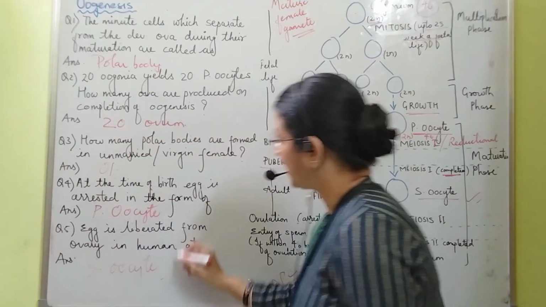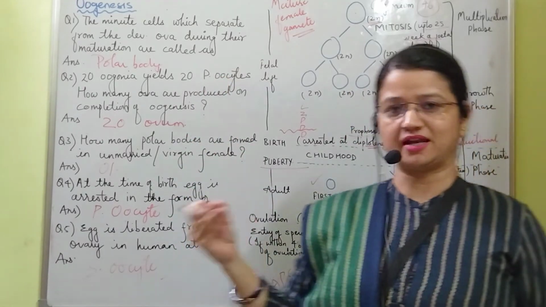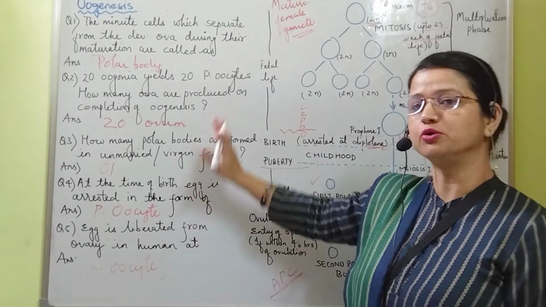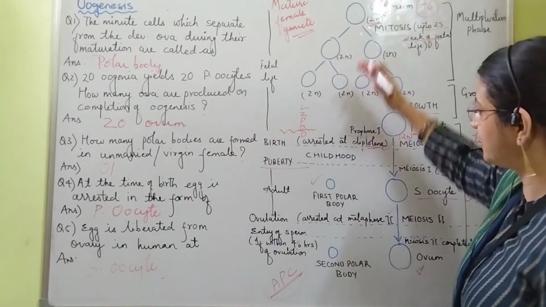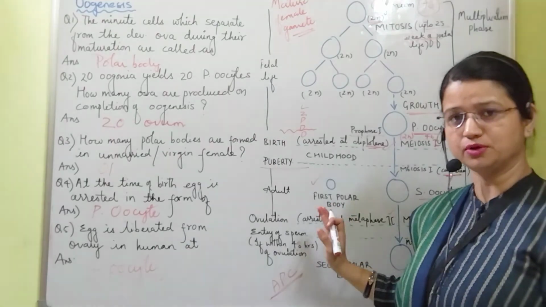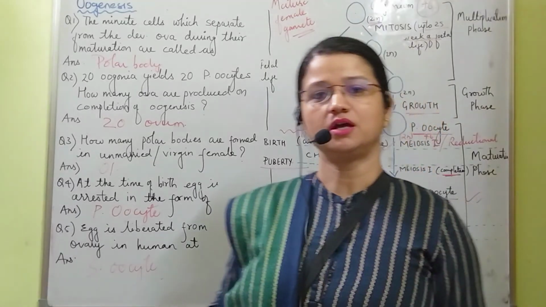So like this you can get many questions in MCQ and you have to attempt them, and you can attempt them only and only when this flowchart is clear to you. So this was all about oogenesis.